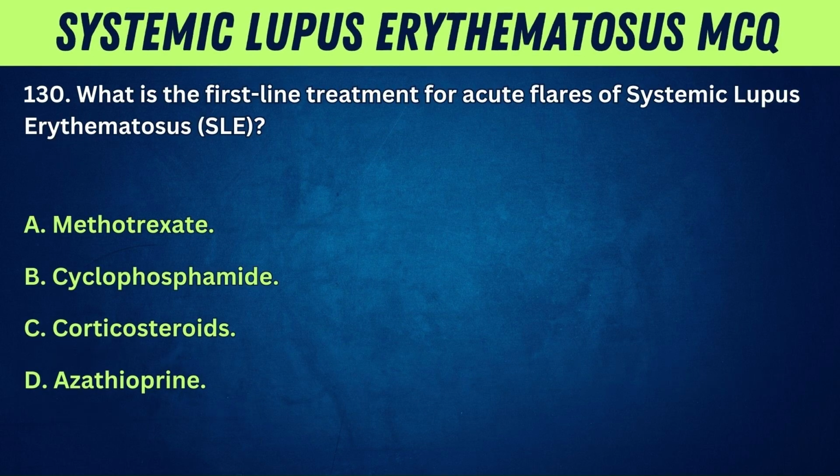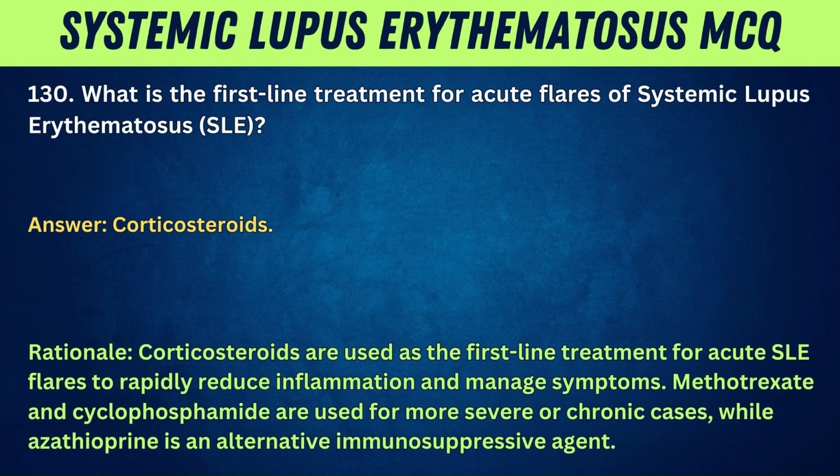130. What is the first-line treatment for acute flares of systemic lupus erythematosus, SLE? A. Methotrexate. B. Cyclophosphamide. C. Corticosteroids. D. Azathioprine. Answer: corticosteroids. Rationale: corticosteroids are used as the first-line treatment for acute SLE flares to rapidly reduce inflammation and manage symptoms.